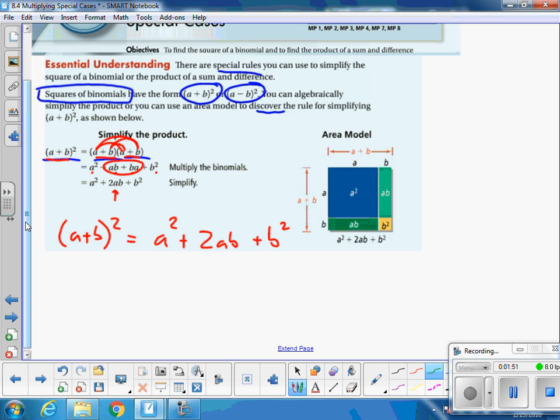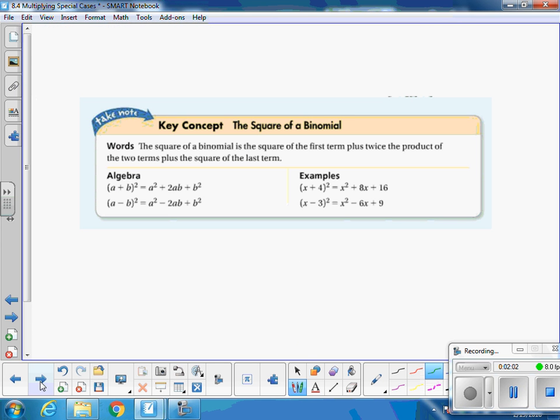And this right here will be something that we get really comfortable with, really familiar with, so that when we see this, we recognize this side of it, or when we see the left side, we recognize the right side of it. So let's talk a little bit more about it. Here's the key concept when it comes to squaring binomials. The square of a binomial is the square of the first term, plus twice the product of the two terms, plus the square of the last term. So we have two squares going on. We're squaring the first term and we're squaring the last term.